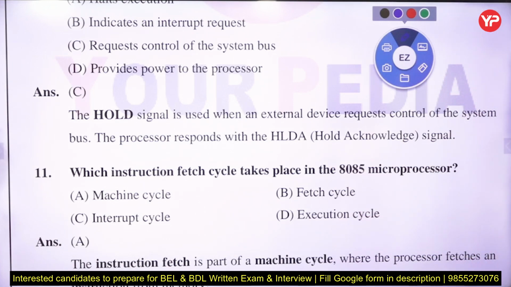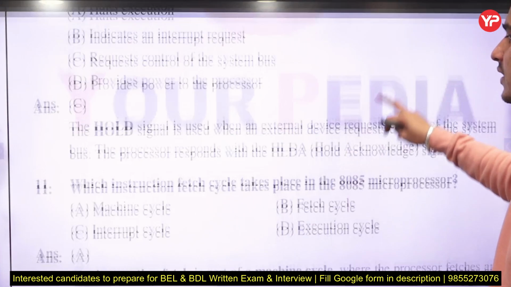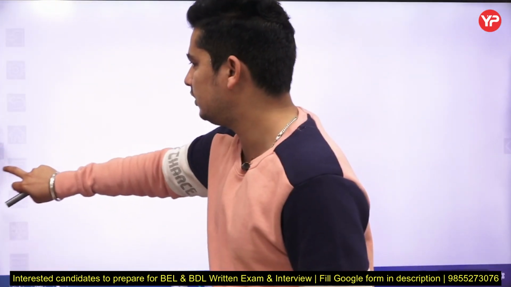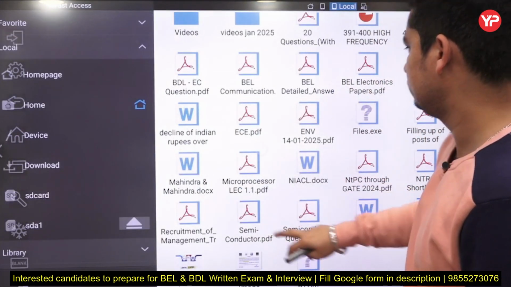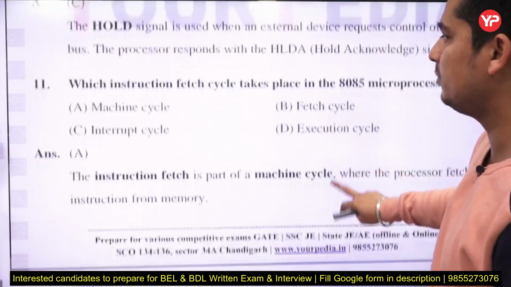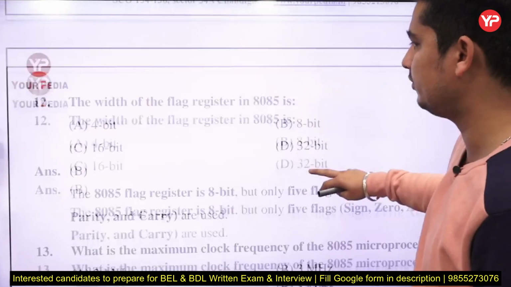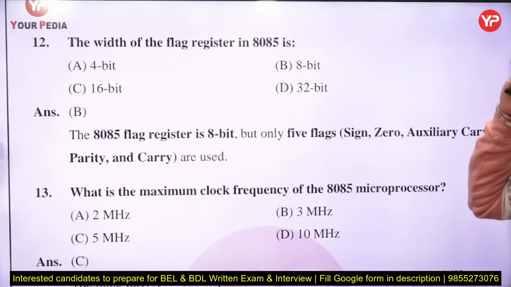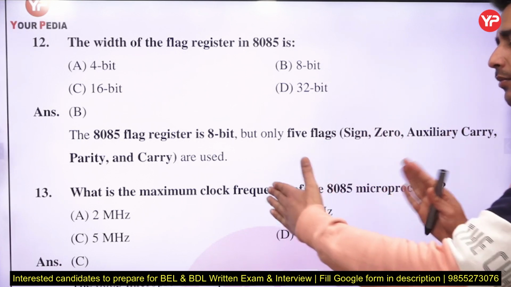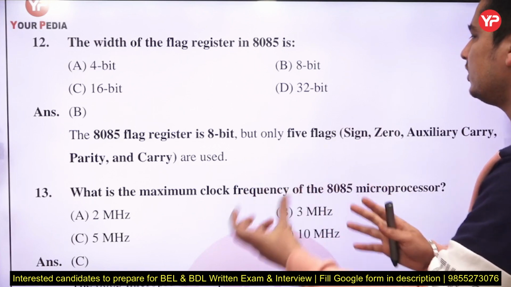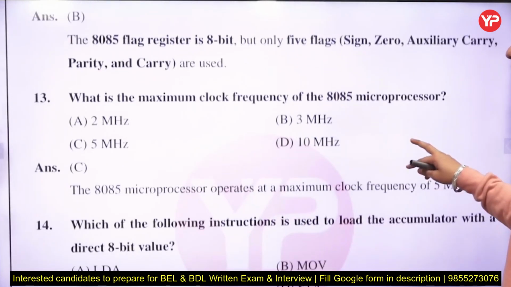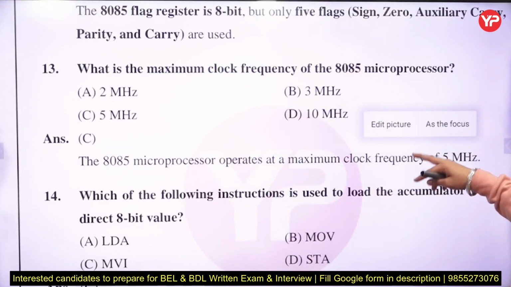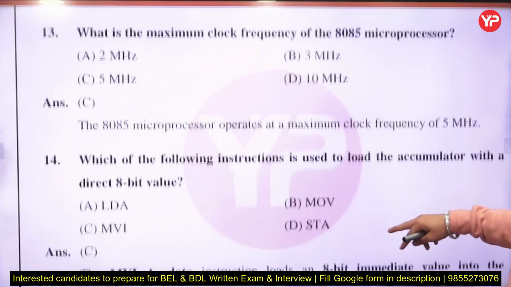In which cycle does instruction fetch take place in 8085? The machine cycle. Sorry for that one. I am going to discuss that later, don't worry about this. The width of the flag register in 8085: basically there are 5 flags, but the register is 8-bit, and 3 bits are not used. That is the main thing. So it is 8-bit. Next, what is the maximum clock frequency in 8085? It is 5 megahertz.